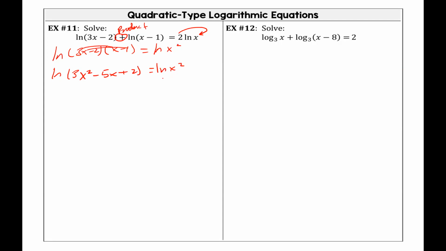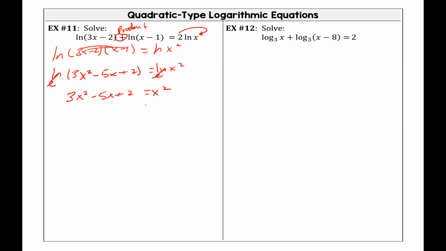Okay? Now, when we're solving this, the natural log, we're going to just apply e. So you're going to use e, and what does that do? It's going to cancel our natural logs. And now all we're left with is 3x squared minus 5x plus 2 equals x squared.